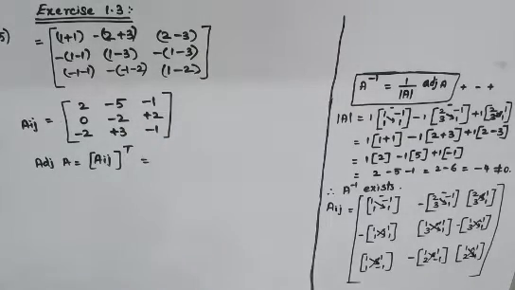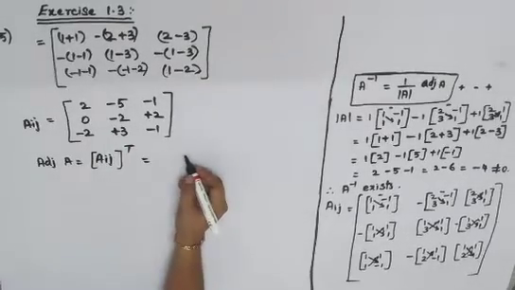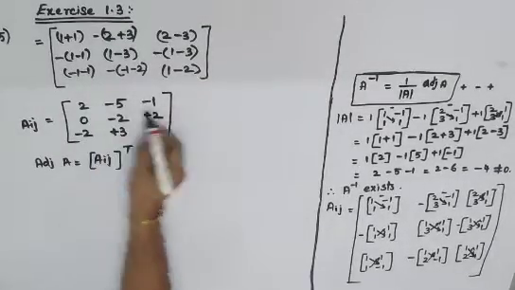For that you will have to find the transpose. Transpose is nothing but changing your rows to columns, otherwise columns to rows. So we will just change rows to columns.